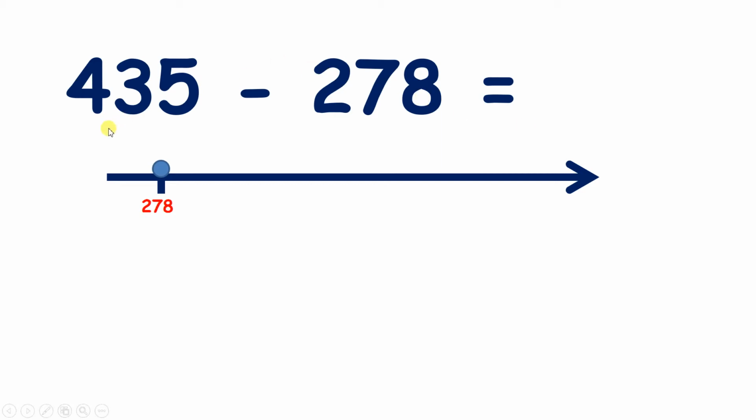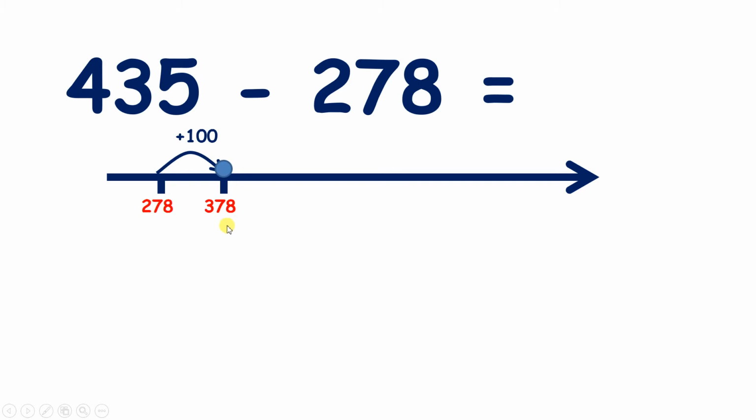Now we have 435 minus 278. So we start on 278. Adding 200 would take us to 478, but that would be too many. So we only want to add 100, which takes us to 378.